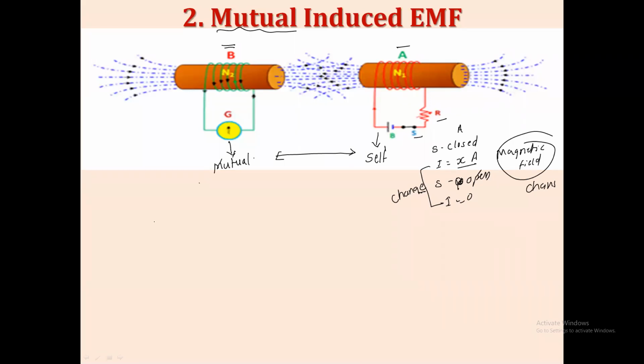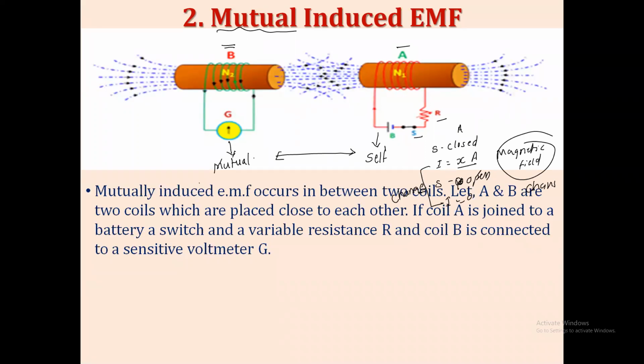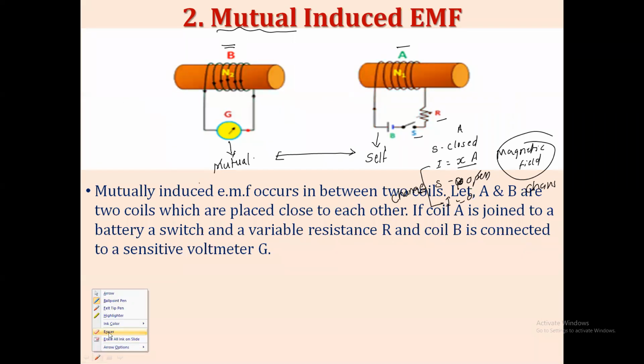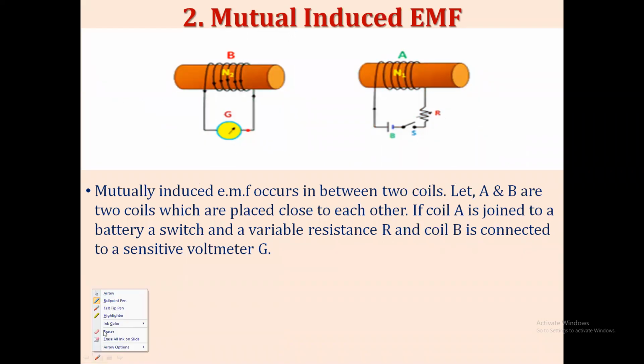Is that clear? Yes or no? Yes, sir. Now try to read the basic concept first. The mutually induced EMF occurs between two coils. Let A and B be two coils placed close to each other. If coil A is joined to a battery, switch, and variable resistance R, and coil B is connected to a sensitive galvanometer G, this is the arrangement.